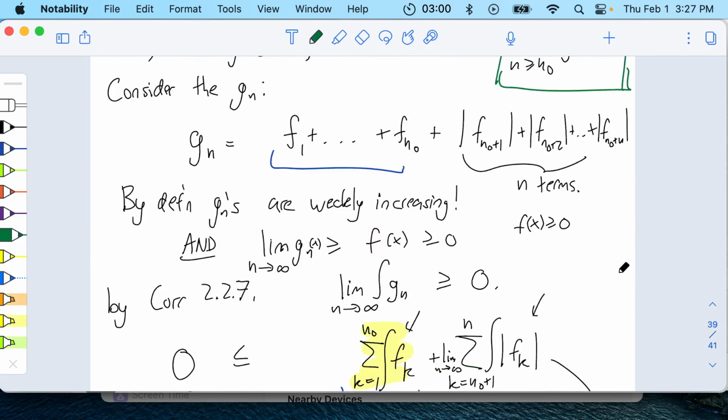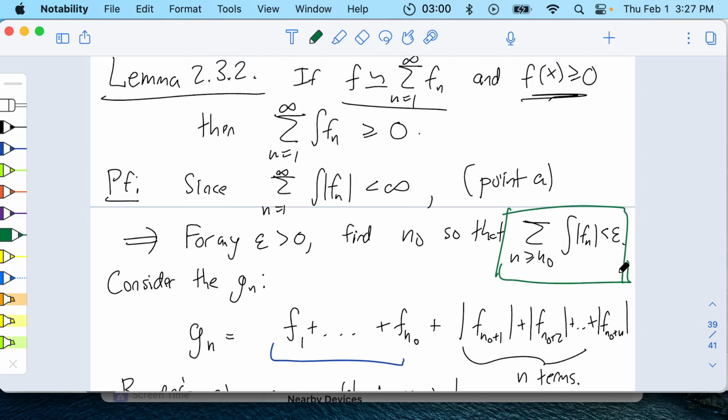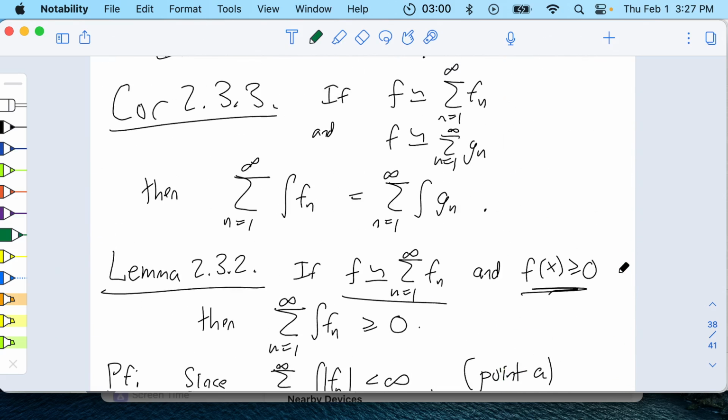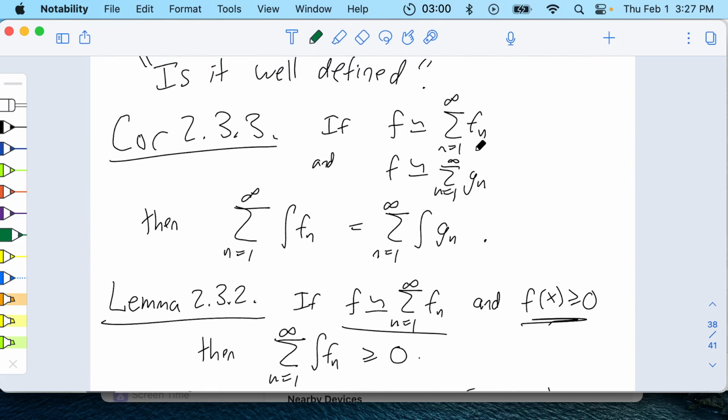Okay, so what do we have? We have these inequalities. Now we're going to prove the corollary. The reason we want this corollary is that we're going to use it to prove this by doing things two ways. So we're going to prove this now.